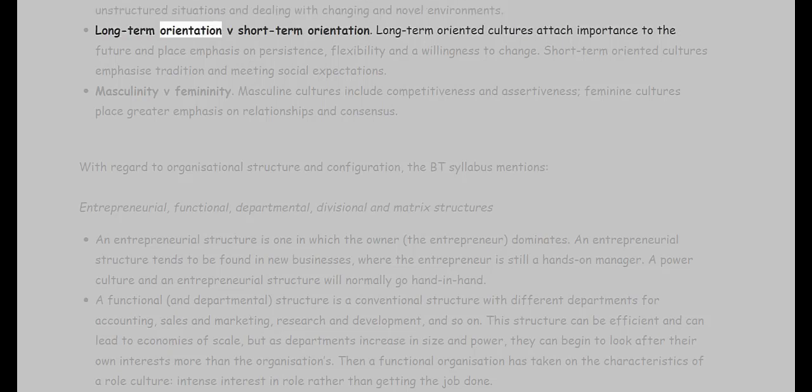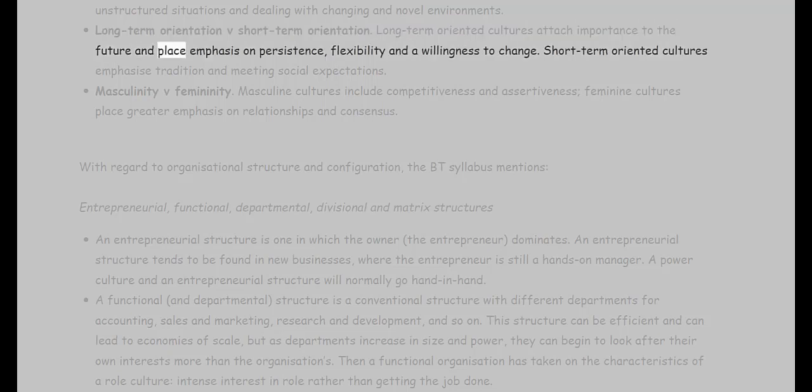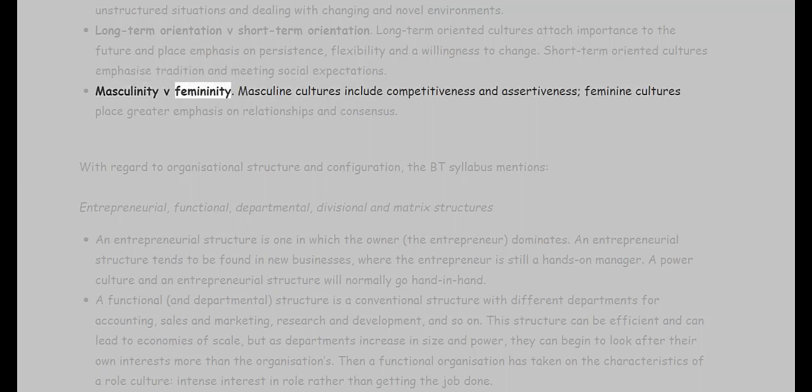Long-term orientation versus short-term orientation. Long-term oriented cultures attach importance to the future and place emphasis on persistence, flexibility, and a willingness to change. Short-term oriented cultures emphasize tradition and meeting social expectations. Masculinity versus femininity. Masculine cultures include competitiveness and assertiveness. Feminine cultures place greater emphasis on relationships and consensus.